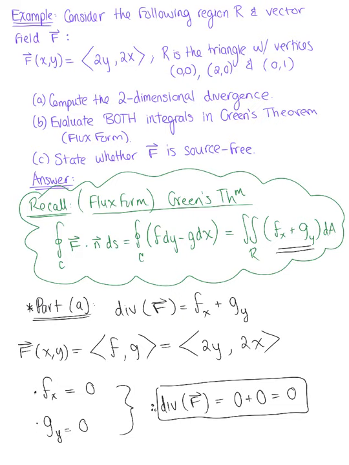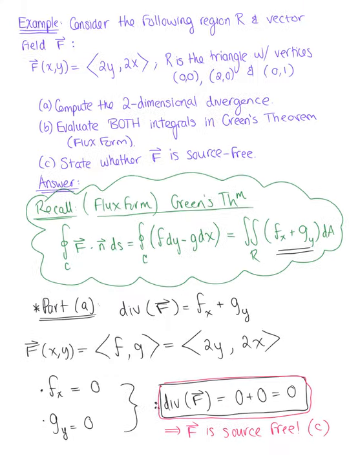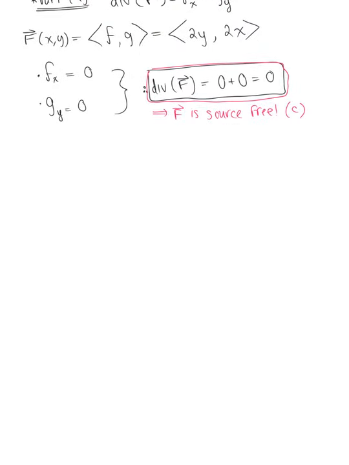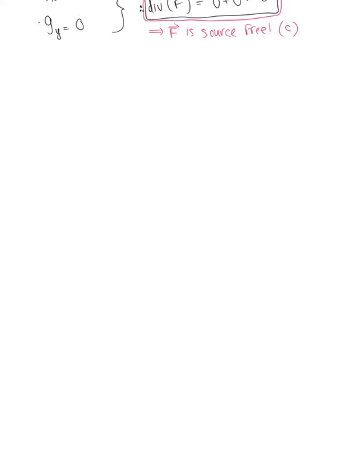So we want to recall that when the divergence of a vector field is equal to 0, this means that the vector field is source-free. So we have answered parts A and C in one sweep. So now we want to go ahead and evaluate this using both integrals of Green's theorem.